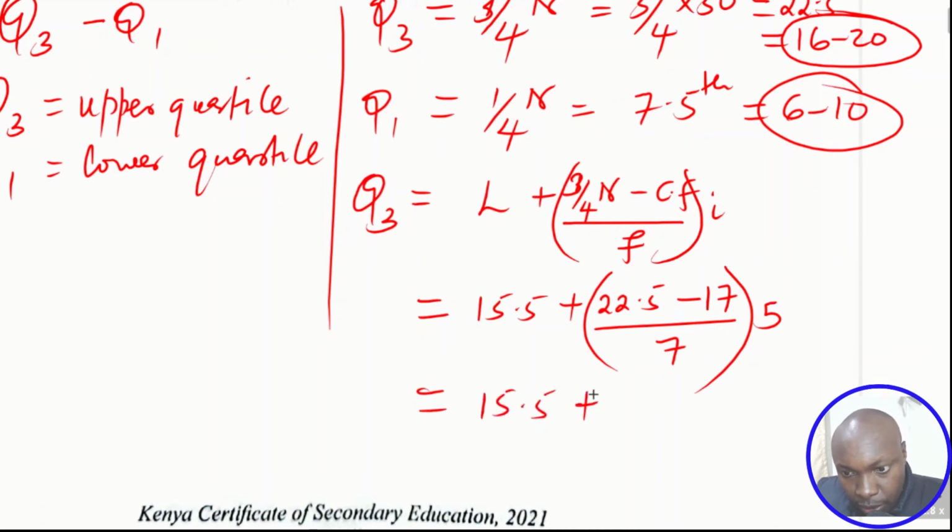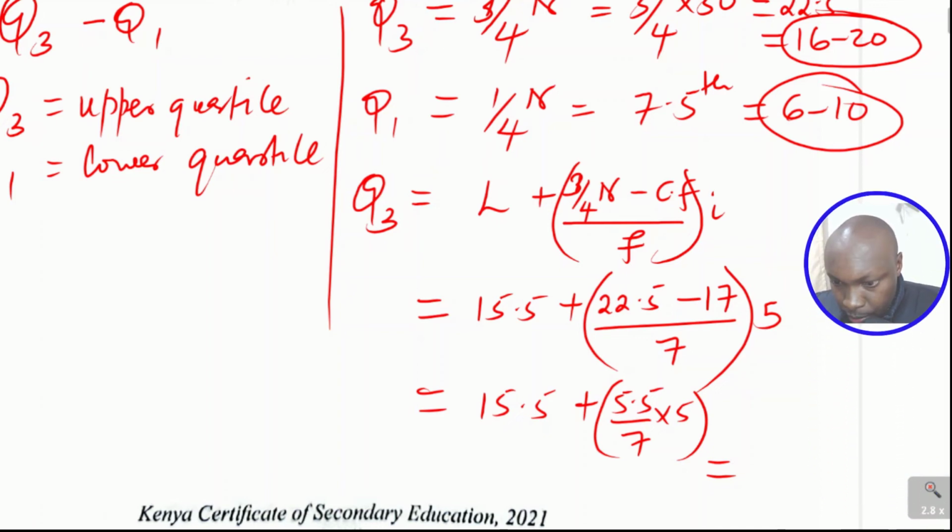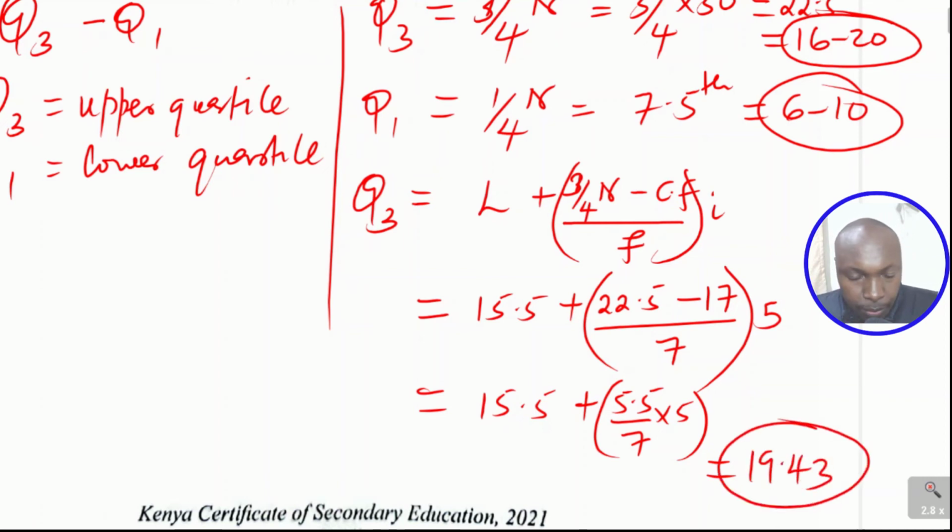So 15.5 plus 22.5 minus 17, which is 5.5, divided by 7, multiplied by 5. So 15.5 plus 5.5 divided by 7, then everything multiplied by 5, will give 19.43. So this is Q3.